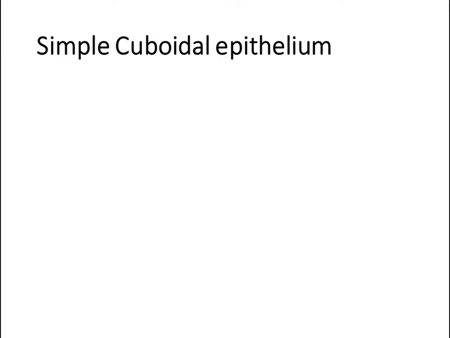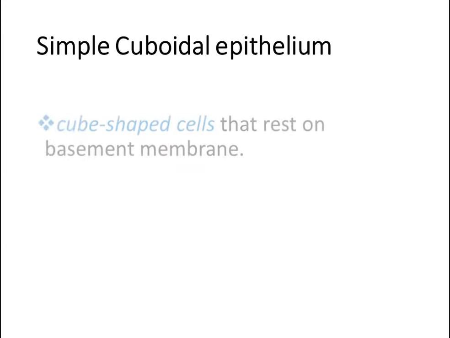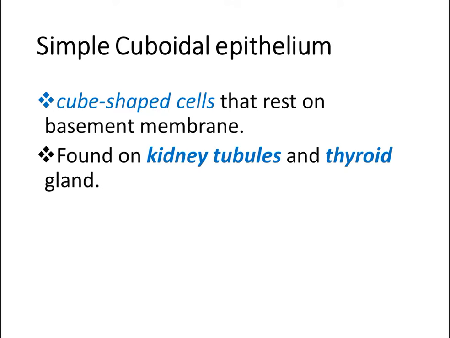Now, let's look at the simple cuboidal epithelium. By simple, we already know that it only contains one layer. Cuboidal, we know that it is cube shaped. So we are talking about an epithelium which contains one layer of cells and they are cube shaped. Now, this kind of epithelium is found on kidney tubules and the thyroid gland.